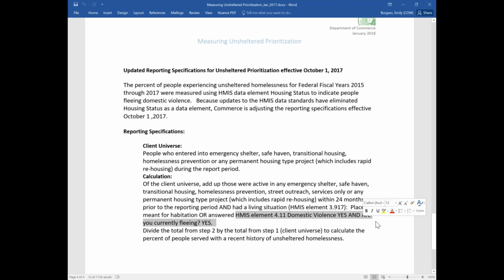So that's important to remember because that maybe doesn't have very good data quality. So that's something to keep in mind, maybe talk to your staff about, that it's going to be important to answer those questions so that you can get credit for the unsheltered homeless that you're serving. So those are two pretty big changes for the unsheltered prioritization measure.